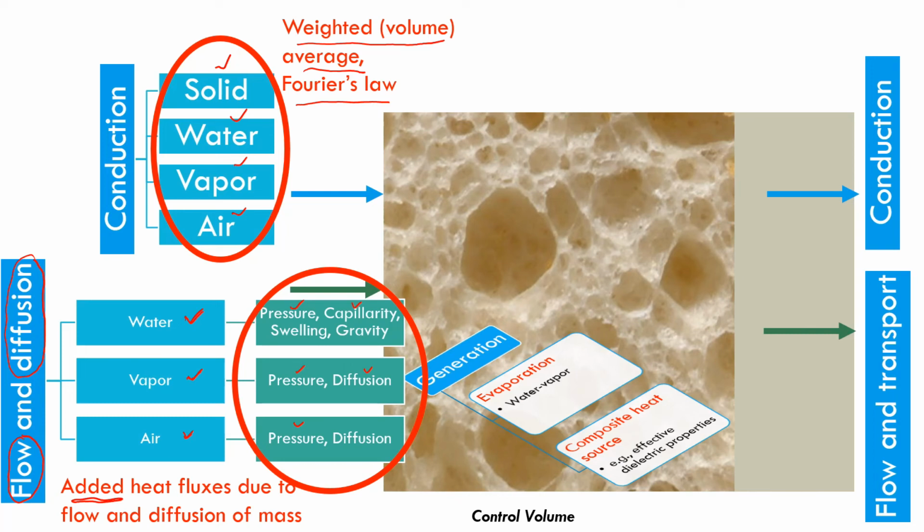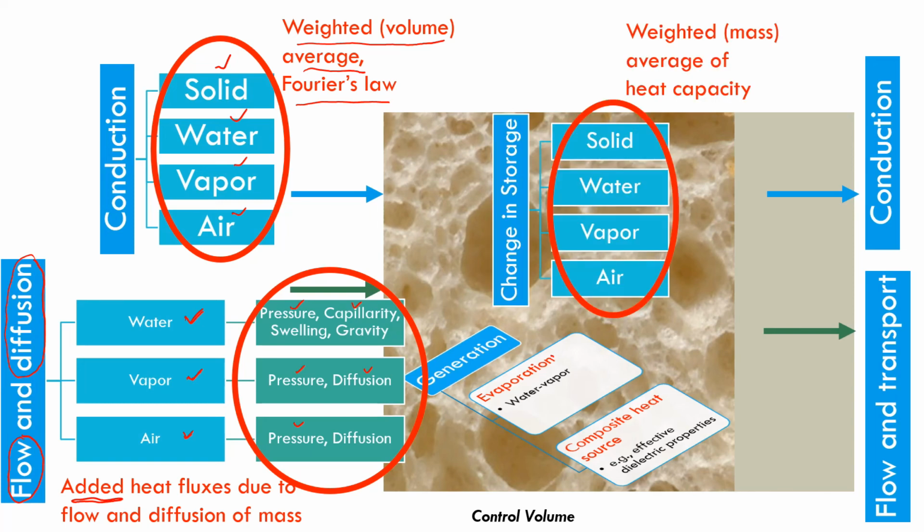And evaporation also is going to be defined as per unit volume, and so the heat contribution of evaporation would be the latent heat times the rate of evaporation, and that's kind of a negative generation term that shows up. So that's what makes up the generation term. And finally, the change in storage.